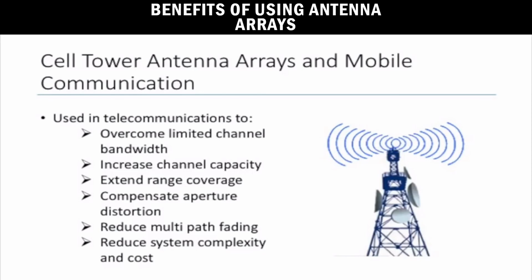This can be explained as when a user moves from one base station to another, there is a chance of being handed off. So due to that, there is a loss of signals and communications. So to compensate that, antenna arrays must be added to the system. Then lastly, to reduce the system complexity and cost, there is no alternative to the antenna arrays.